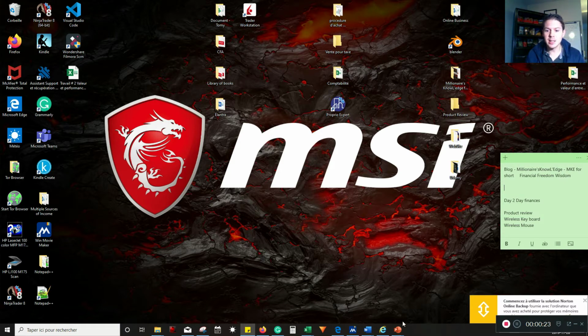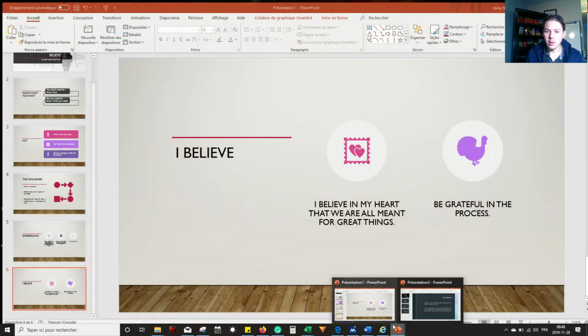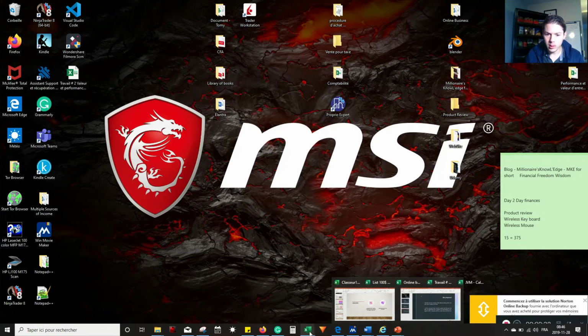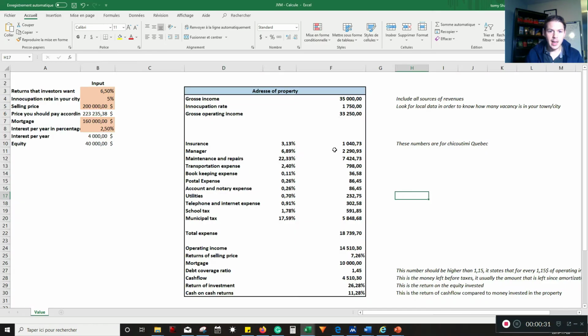So let's get started with finding out how to calculate the value of real estate. I've already done an Excel spreadsheet and I tell you where to put the numbers to calculate the returns that investors want, the vacancy rate in your city, the selling price that the seller is asking, how much you should pay according to the criteria that you're asking, the mortgage interest per year in percentage. So let's look at the first number that you need to determine.